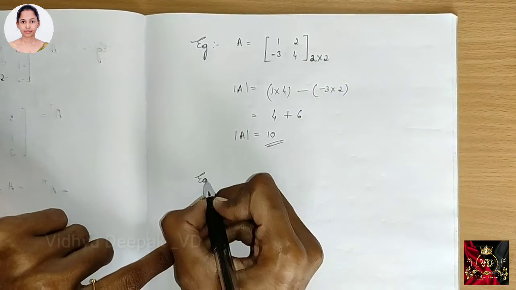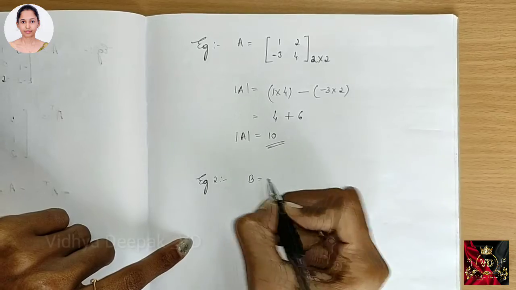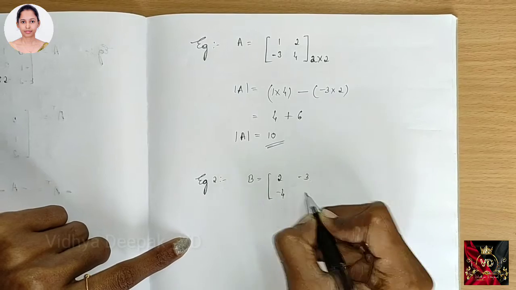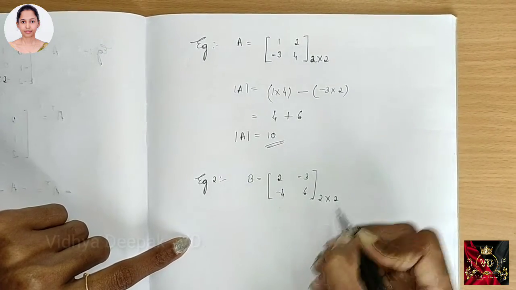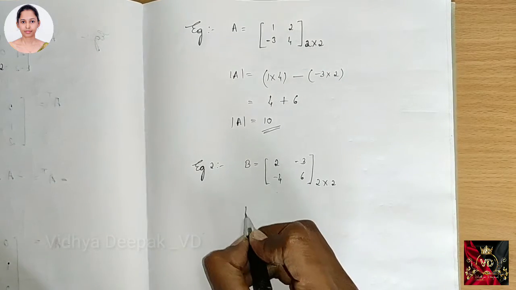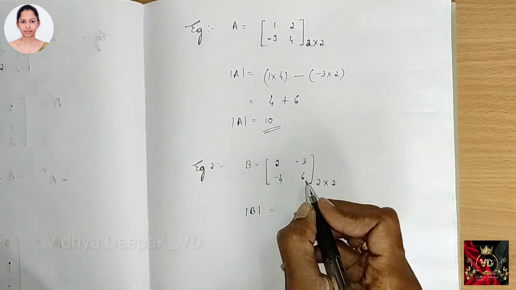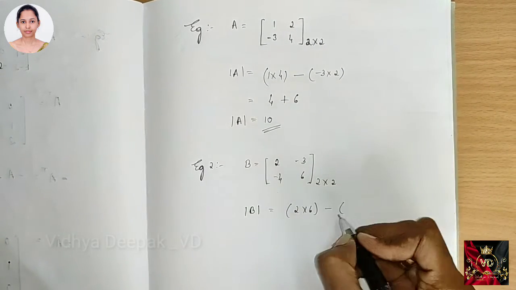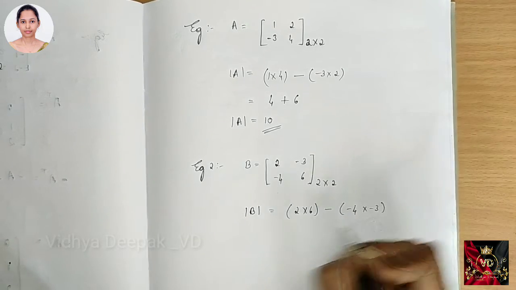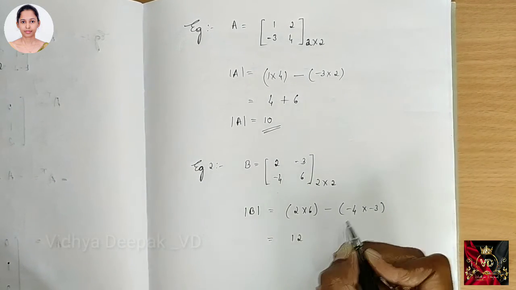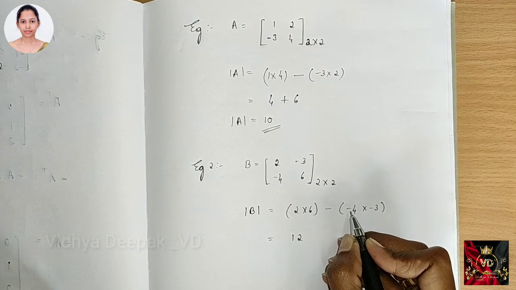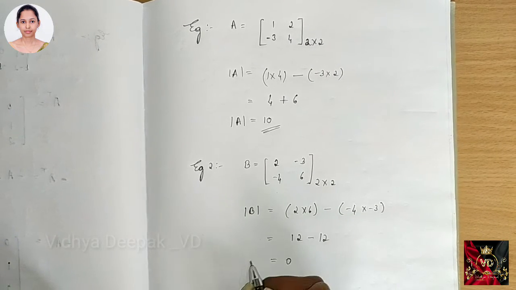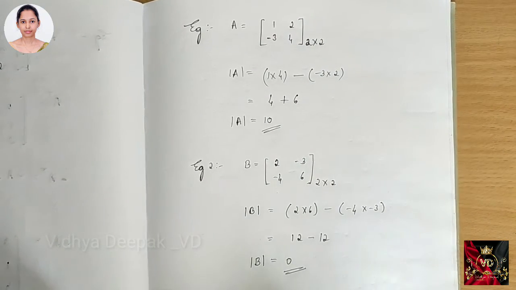Let's check out one more example. Matrix B is equal to 2, minus 3, minus 4 and 6, which is again a 2 cross 2 matrix. So here, what is the determinant of B? It's nothing but 2 6s, that is 2 into 6 minus 4 into minus 3. What do you have? 6 2s are 12. Here minus into minus is plus, minus 4 3s are 12. 12 minus 12 is 0. So the determinant of B is 0 here.